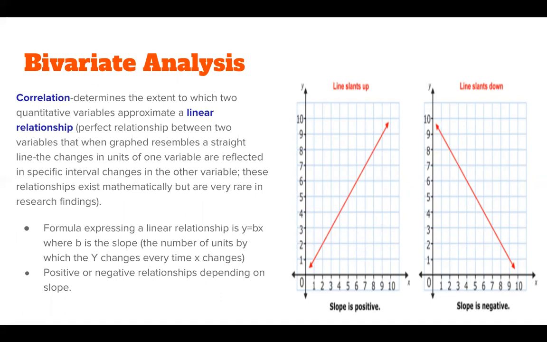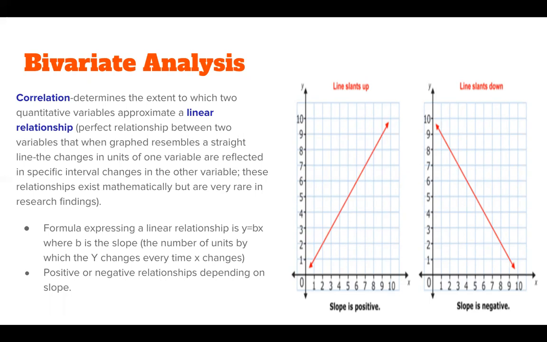So correlation determines the extent to which two quantitative variables approximate a linear relationship. And they discuss what a linear relationship is. This is where a change in X is reflected in a change in Y in specific intervals. And although a perfectly linear relationship can exist mathematically, it's actually pretty rare in research findings.